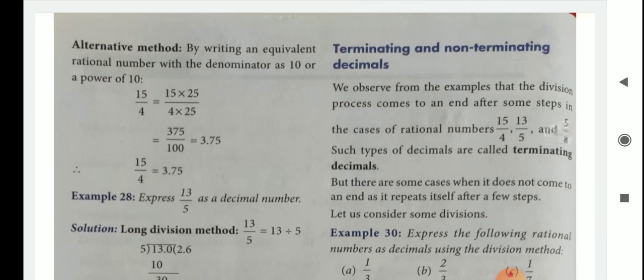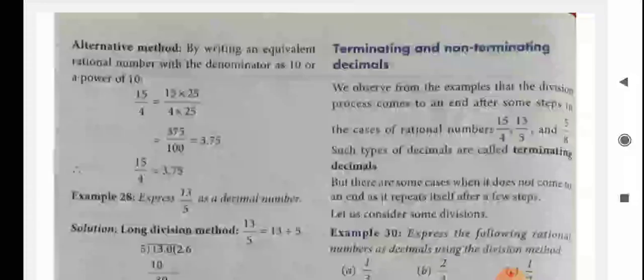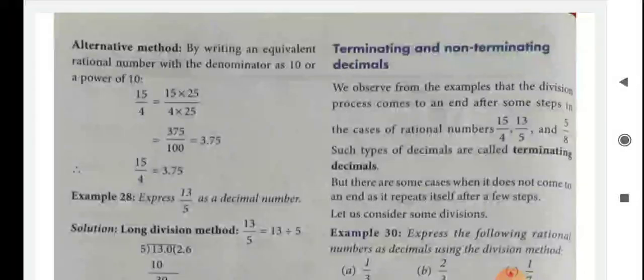10 or a power of 10. So 15 by 4, if we multiply 25 with 4, we get 100. So this 25 we multiply with numerator and denominator. Okay, then we can convert easily into a decimal number, that is 3.75.